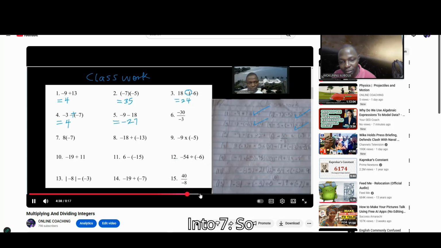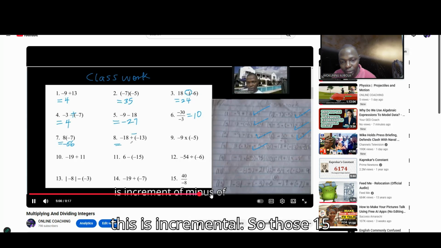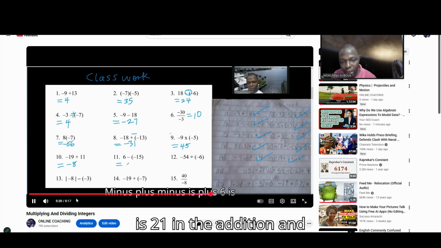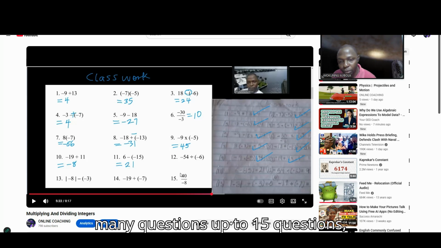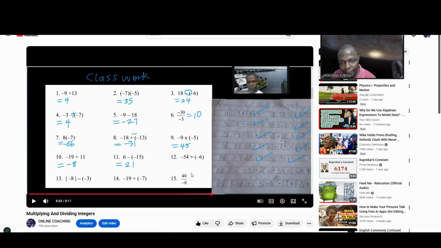27. So this is an increment of, so plus 15 is 21. In the addition and subtraction of integers, there were how many questions? Up to 15 questions, right? Okay, good.